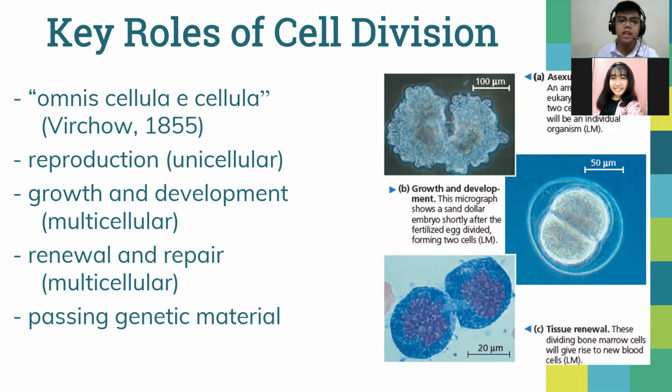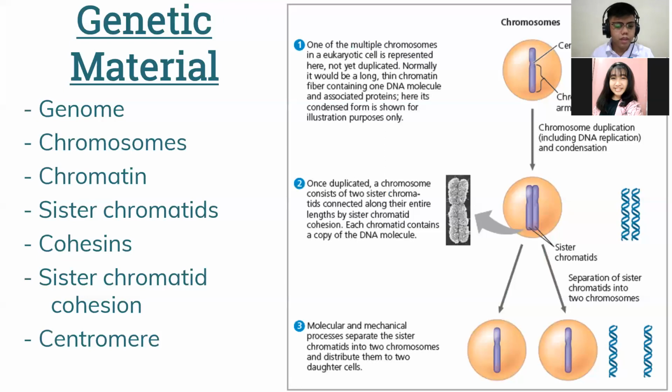Sa module nyo, makikita nyo that it has, yun nga, yung mga iba niyang functions. But basically, yun lang yung pinakaiba ng dalawa. Usually for somatic or for bodily processes, yung mitosis like repair and growth. And then for meiosis is usually for sexual reproduction. Okay?